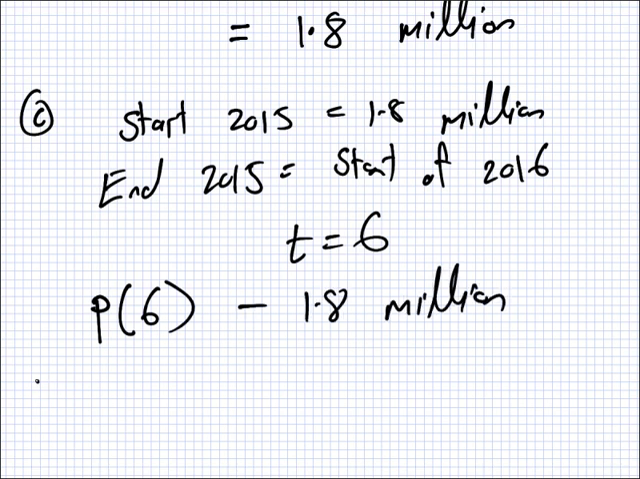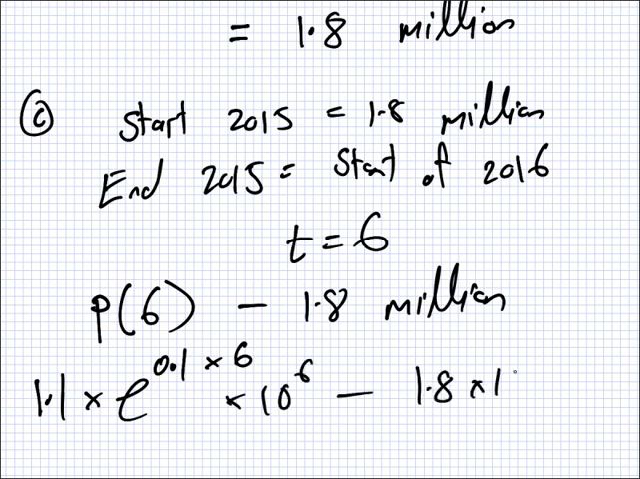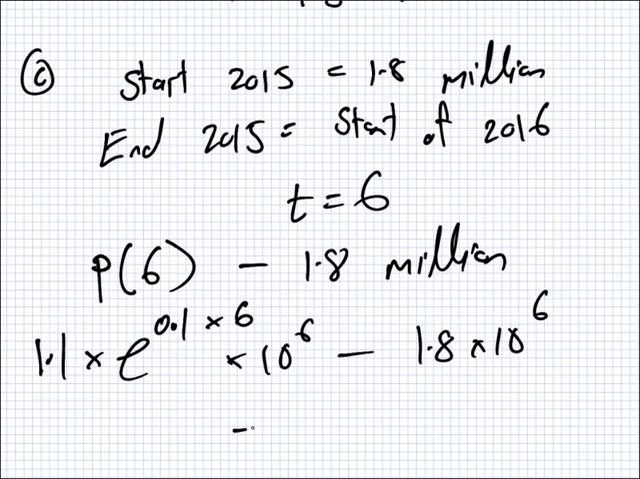So what was that? 1.1 times e^(0.1 times 6) times 10^6 minus 1.8 million. Everybody who did this pretty much got the answer of 190,000 roughly. It was 0.19 million roughly. So this was very well answered, and I was happy with that because a few of you were confused in the exam about exactly what the question was looking for, so that's good.